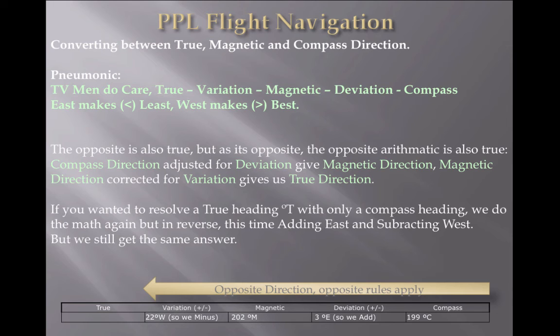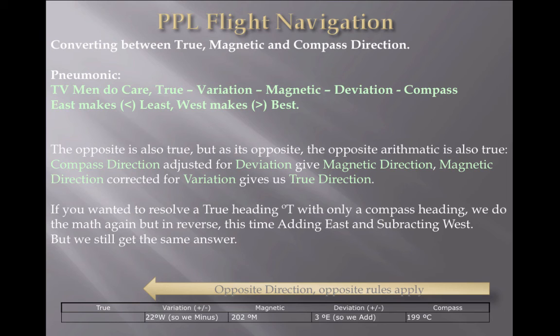The east is least and west is best is still something that we need to remember, but because the opposite is also true, and as it is opposite, the opposite arithmetic is also true. So, just as before, compass direction adjusted for deviation gives us magnetic direction corrected for variation gives us true direction. So if you wanted to resolve the true heading, but only starting with the compass heading, we do the math again, but in reverse. This time adding east and subtracting west because the opposite rules are applying.